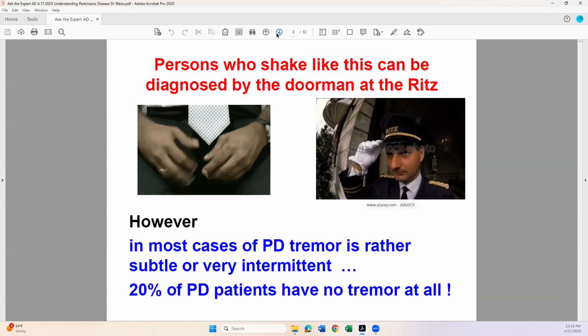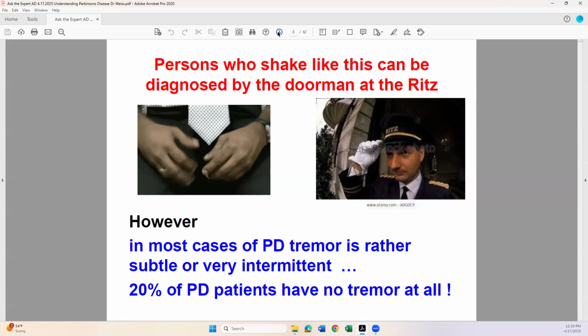So this gentleman has a hand there shaking violently. The public associates Parkinson's disease with tremor. Most patients with Parkinson's disease do not have dramatic tremors like this video would have shown. In fact, in most cases, the tremor is rather subtle and intermittent, and about a quarter of patients with Parkinson's disease don't even have tremor. So if your whole conception of Parkinson's disease is tremor, you're missing the boat.